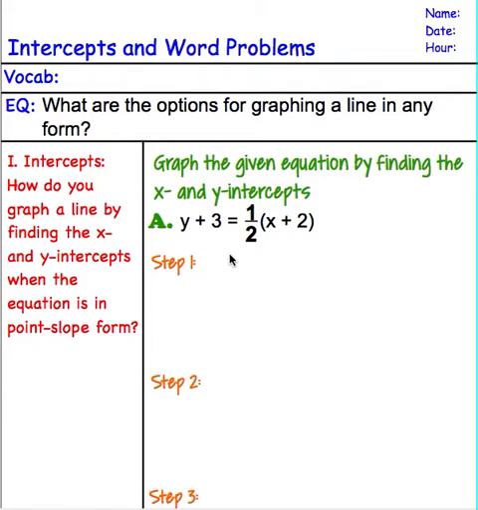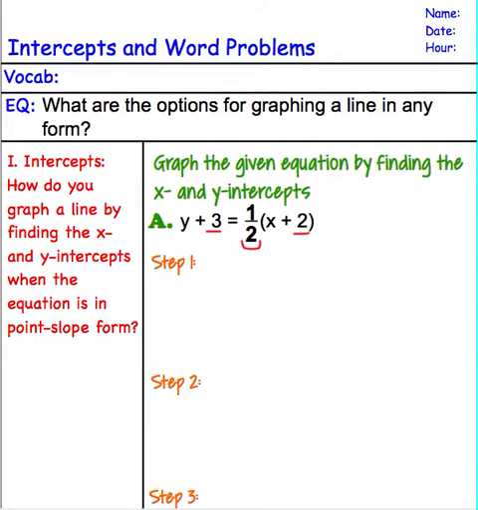Today we're going to go one step further from what we did 2 days ago. 2 days ago you were given an equation in point slope form, and you were told to graph it, where you would say, all right, here is my point and here is my slope. Graph the point and then use the slope to get the rest of the points. Today we're going to use it by finding the x and y intercepts.